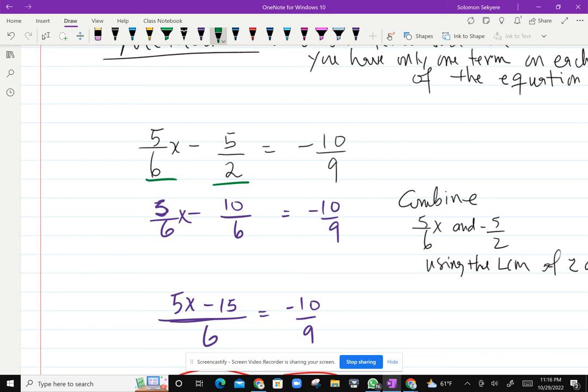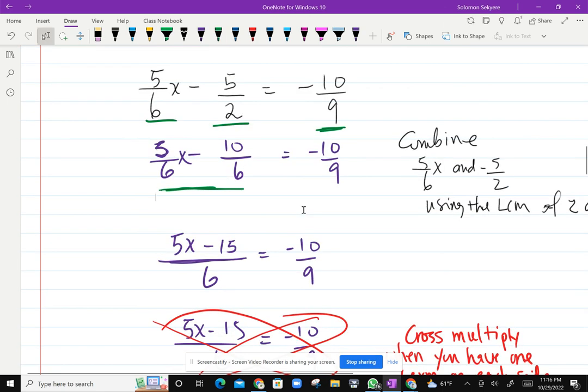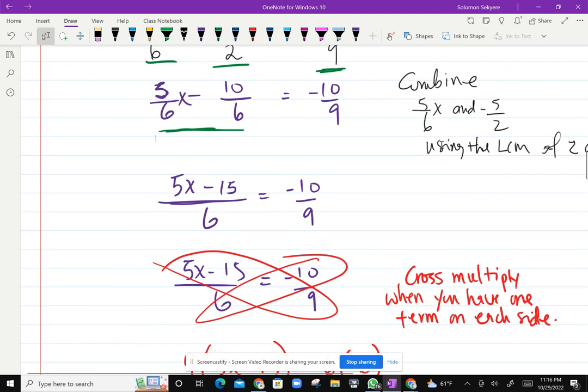We have two terms on the left side. On the right side, we have just one term. What do we do? We want to combine this to make one term. How do we combine 5 over 6x minus 5 over 2? We combine it by using the LCM of 2 and 6.